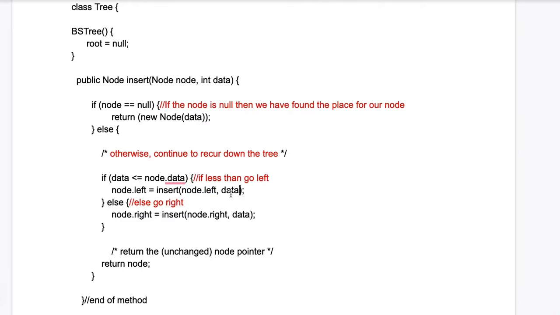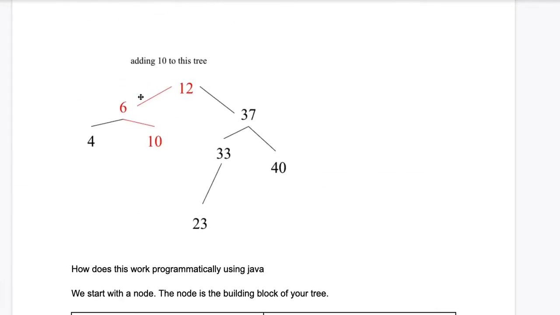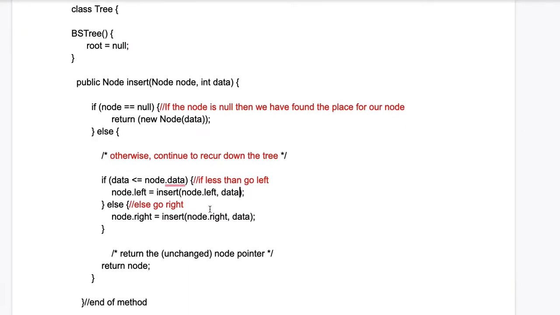And that data of 10 is still going back in. So the left node in our example was 6, right? And so that's going to come back in here. 6 is not null, so we'd come back in here. 10 is not less than it, so we'd go over here and we'd send the right node over.